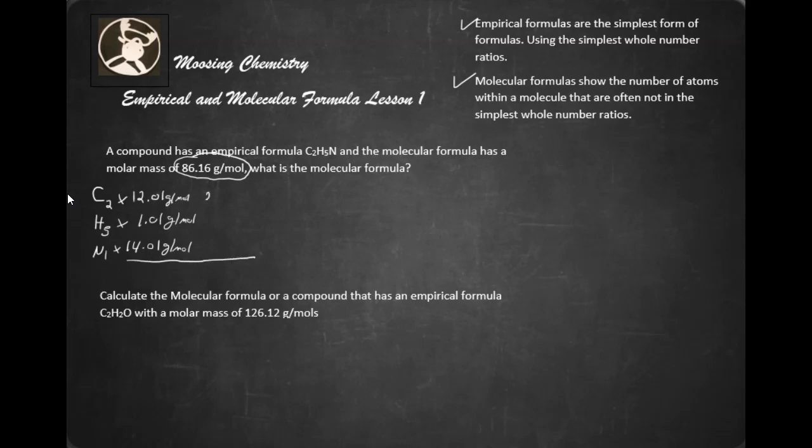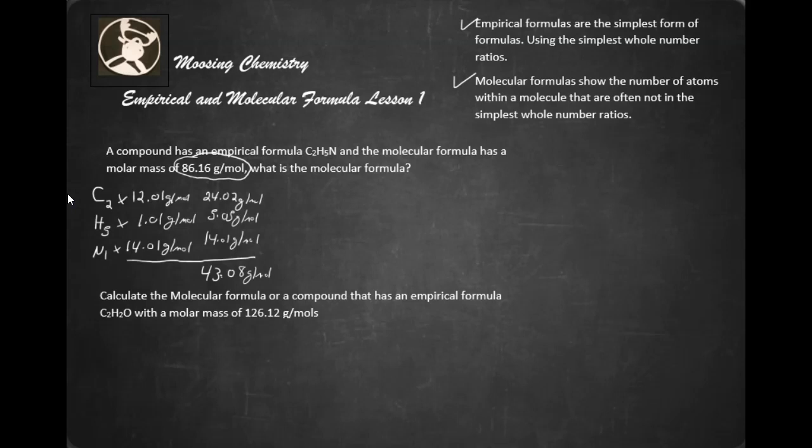Alright, so this gives us 24.02 grams per mole. This gives us 5.05 grams per mole. And this gives us, of course, 14.01 grams per mole. So when we add all this up together, you get a grand total of 43.08 grams per mole. Pretty snarly, eh?